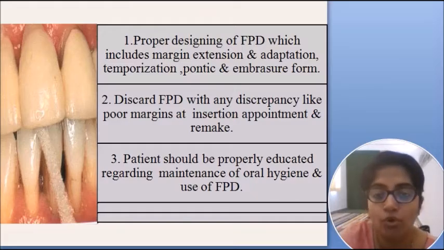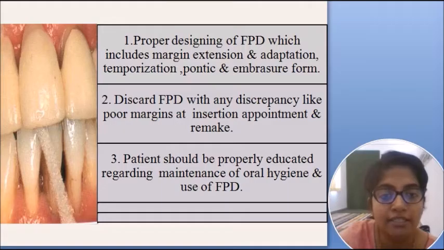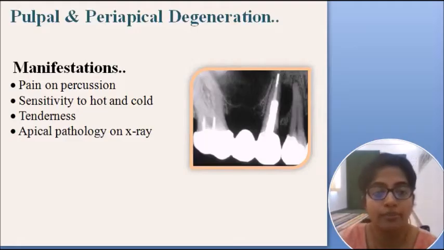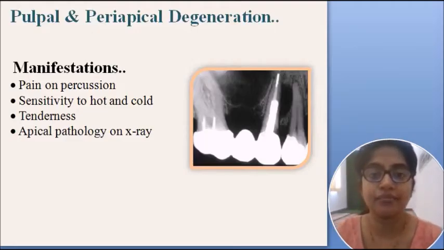Apart from this, an important thing is proper designing of the FPD, which includes margin extension and adaptation, temporization, and pontic and embrasure form. Discard the FPD with any discrepancy like poor margins, as I have already told you, and the patient should be properly educated regarding the maintenance of oral hygiene. So this was about the first factor, that is caries.